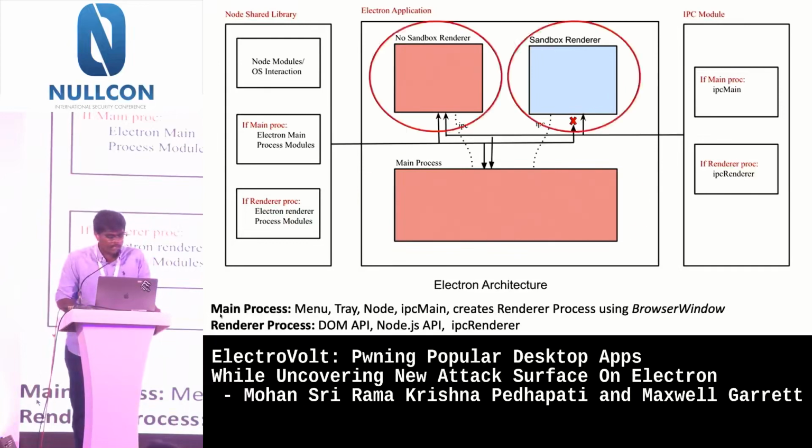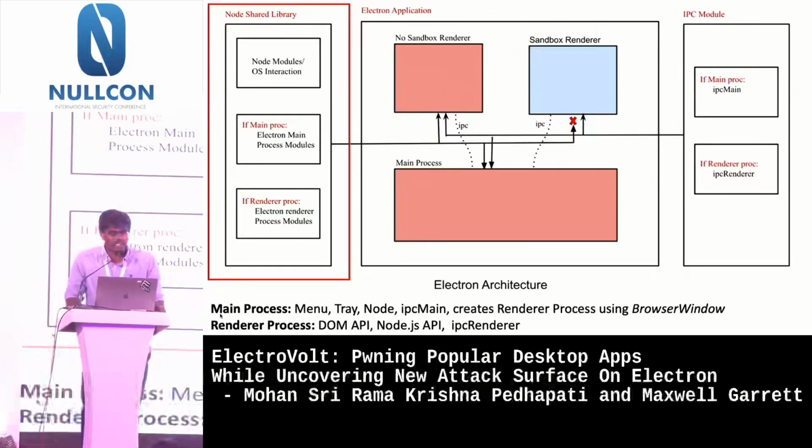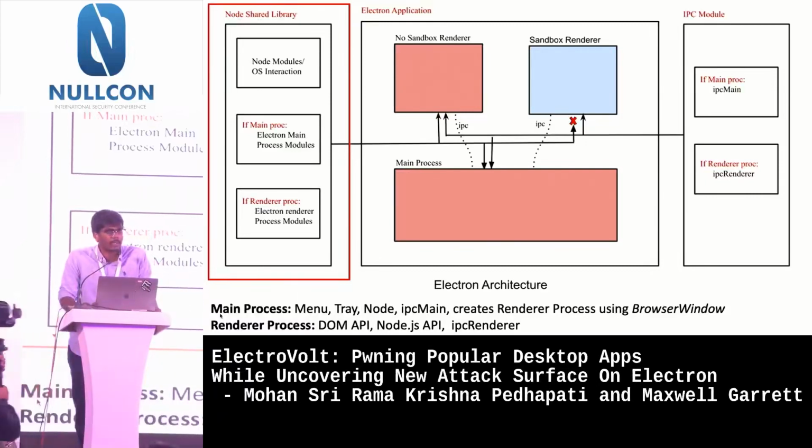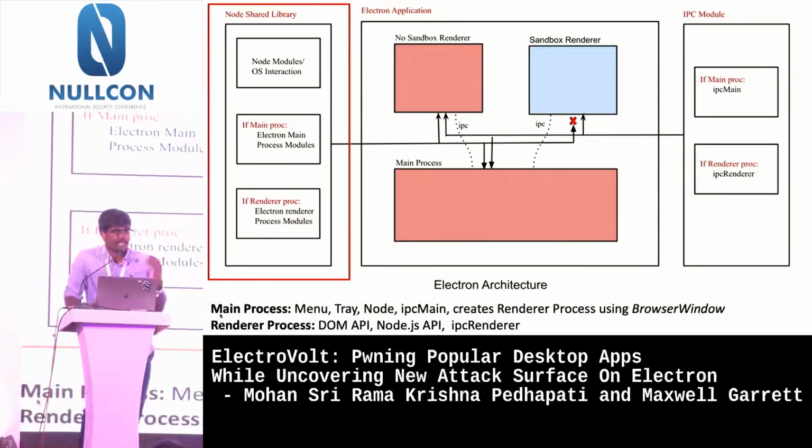So the Node shared library, which is on the right block, is accessible to both the renderer process and the main process. But it is not safe to directly expose the Node shared library to the renderer process, because if you allow Node access to the renderer process, with just an open redirect, you can get remote code execution. So it is not safe, right?